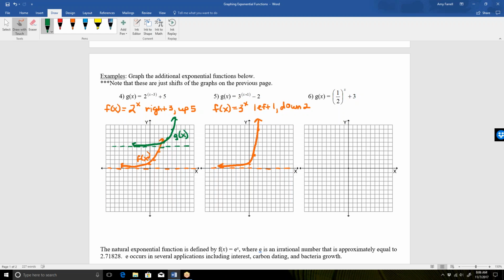Left 1, down 2. I'm also going to move my asymptote. I can only move it down 2, though. I can't move it to the left, that doesn't make sense. It's a horizontal line. So this is the graph of g of x. The green one is g of x, and the orange one is f of x from the previous page.